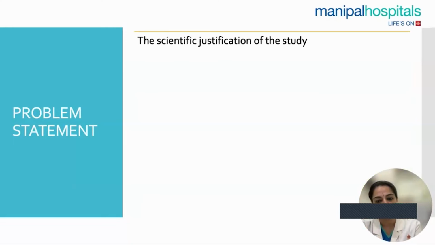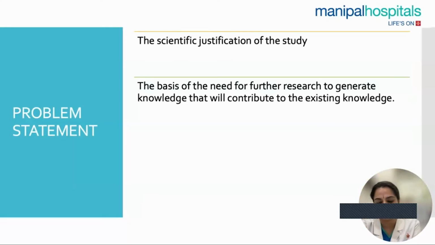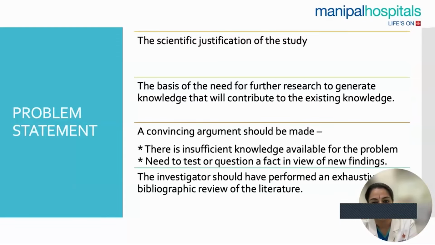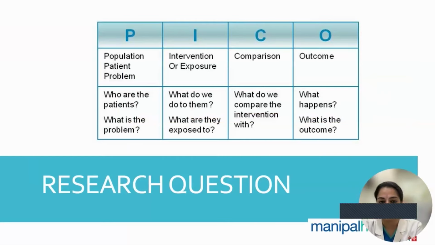The problem statement is the scientific justification of the study. It is the basis of the need for future research to generate knowledge that will contribute to the existing knowledge. So a convincing argument has to be made, saying that there is insufficient knowledge available for the problem, or you want to test a question of fact because you are finding new findings in your area. And the investigator should have performed an exhaustive review of literature before proposing the problem statement.